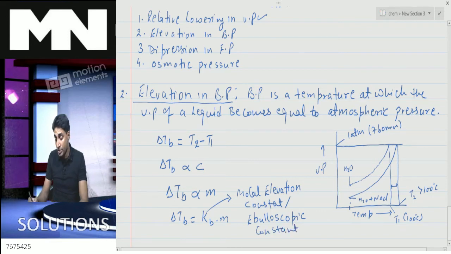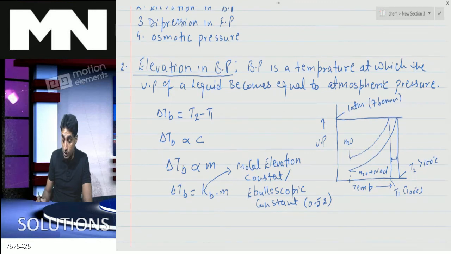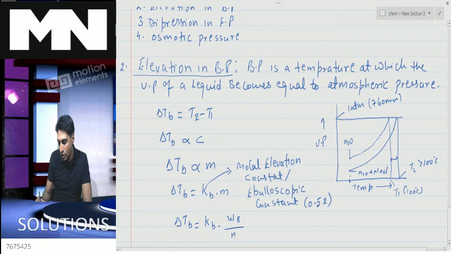And you have to remember the value of Kb for water, which is 0.52. Now if we expand this formula, because we know the formula of molality, we can write delta TB is equal to Kb into weight of solute upon molar mass of solute into 1000 upon weight of solvent.